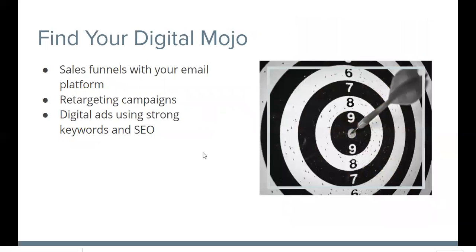And third, find your digital mojo. Create sales funnels with your email platform, create retargeting campaigns, and develop digital ads using strong keywords and SEO. Check out something like Boostability. They offer free SEO analysis, and that could really help your content planning and your website search engine.